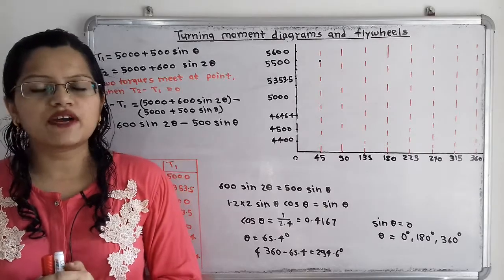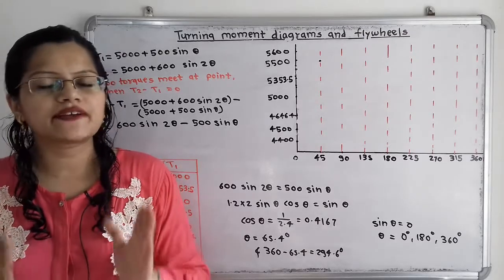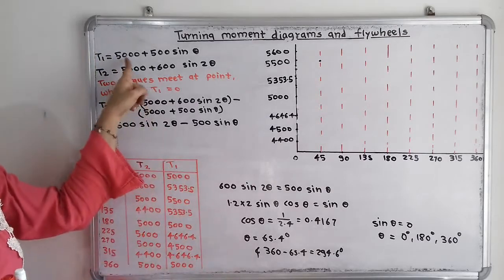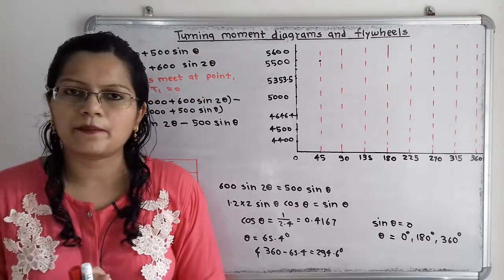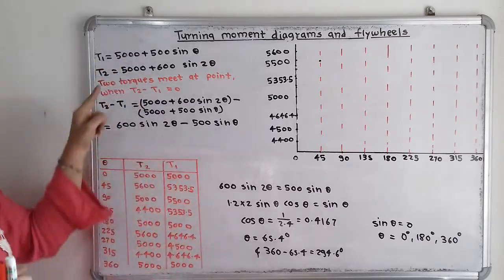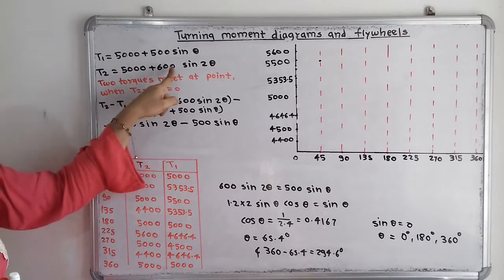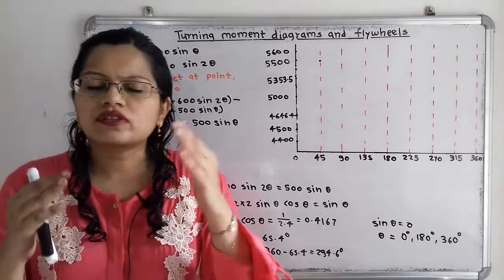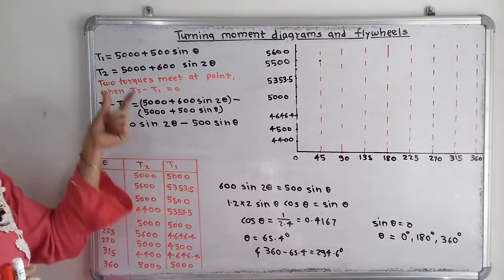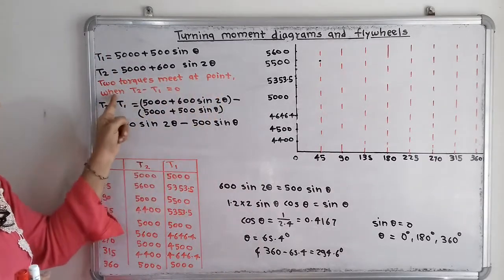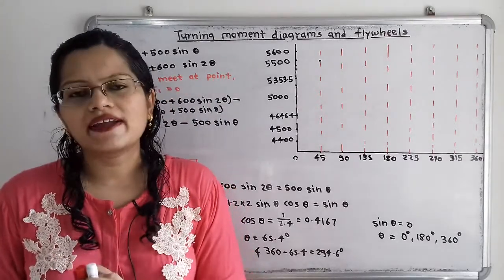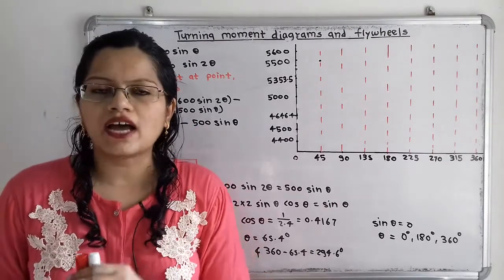If we observe the question, it is given that torque T1 is required to drive the engine, and here T1 is equal to 5000 plus 500 sin theta, and torque T2 is provided to the engine. So here T2 is equal to 5000 plus 600 sin 2 theta. So these two are different torques. We can say that two torques meet at a point when T2 minus T1 is equal to 0. So how to find out at which point these two torques are meeting?